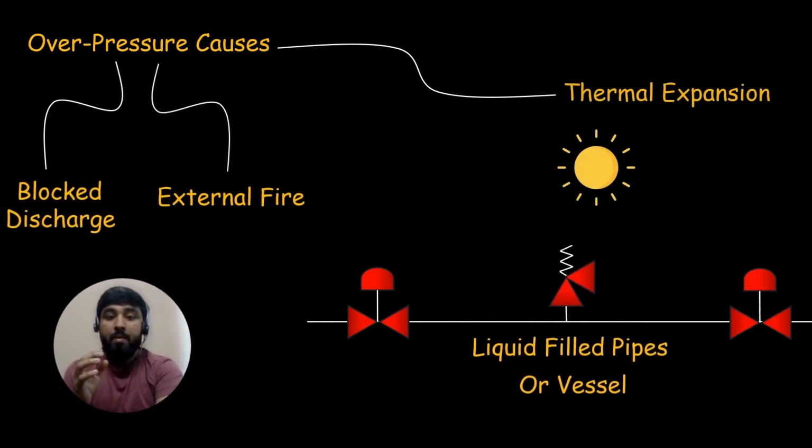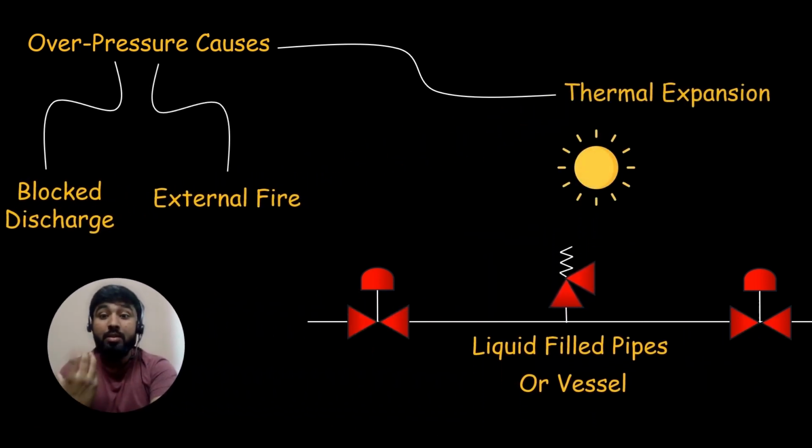Now the third condition is what is called the thermal expansion condition. Here, because of the thermal heat, the fluid inside the pipes or the equipment is going to expand. In that case, you also have a relief valve to cater for this expansion, and that is called a thermal expansion case. But let me tell you, these are some of the common cases you might have heard, but there are numerous overpressure cases.